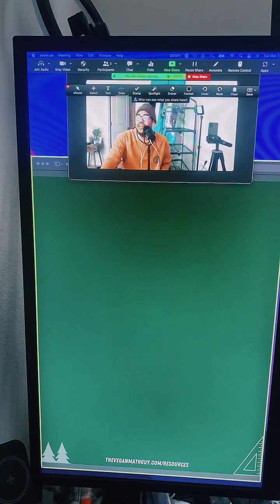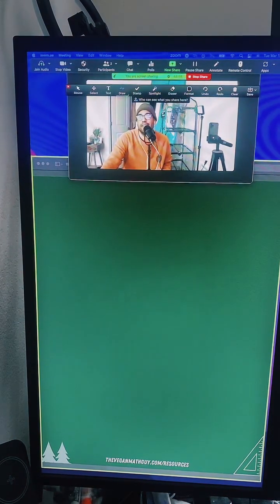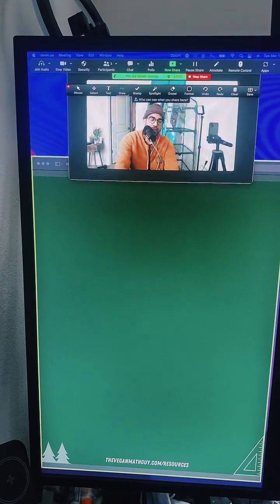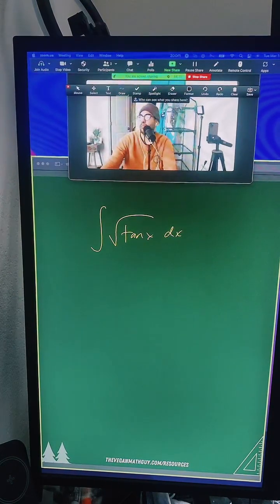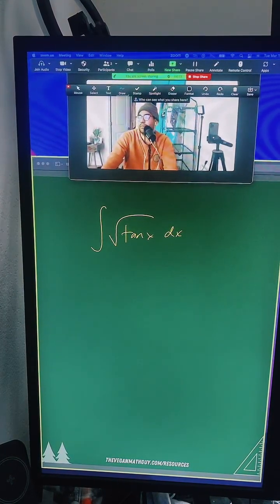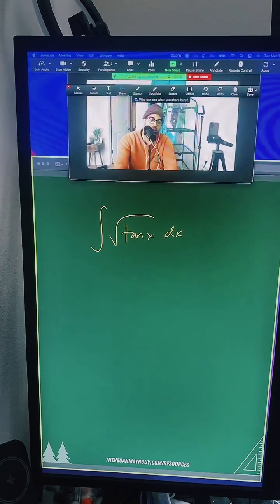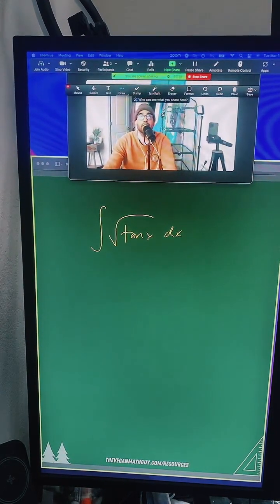Oh, the root of tan x. You know what? I'm going to save that one for a TikTok video. Well, I guess we can just do it now, right, if you want. Do you guys want to do the integral of arctan? Yo, I really wanted to do the integral of arctan.